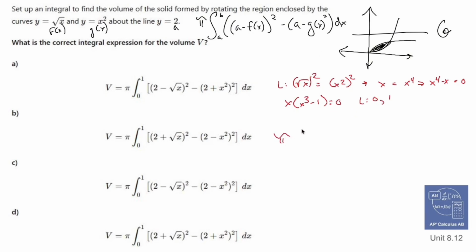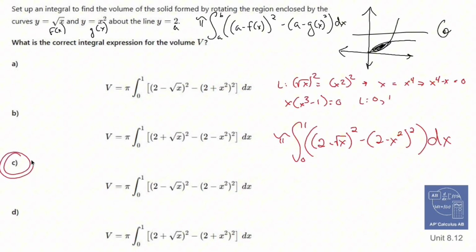So putting all this together, pi from 0 to 1, parentheses, parentheses, a is going to be my 2. So 2 minus f of x, which is the square root of x, so the square root of x squared, minus 2 minus g of x, which is x squared, squared, close it, dx. And the one that seems to match that is C. Oh, I hate it. I hate it. Wait till the next one where we actually do the problem.